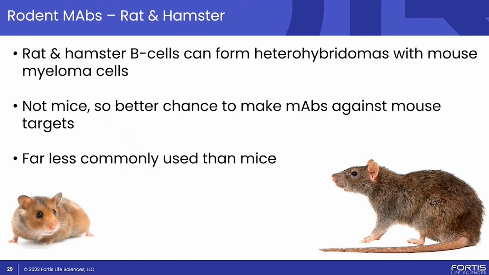Rat and hamster are also useful for producing hybridomas. There are rat myeloma cells that can be used to make rat hybridomas. And it's also possible to make heterohybridomas using mouse myeloma cells, which I believe is how the first rat and hamster hybridomas were produced. They're not mice, so you have a bit of a better chance to make monoclonal antibodies against mouse targets in these species, although they are genetically quite similar to mice. Rat and hamster really are much less used than mice for antibody production these days.